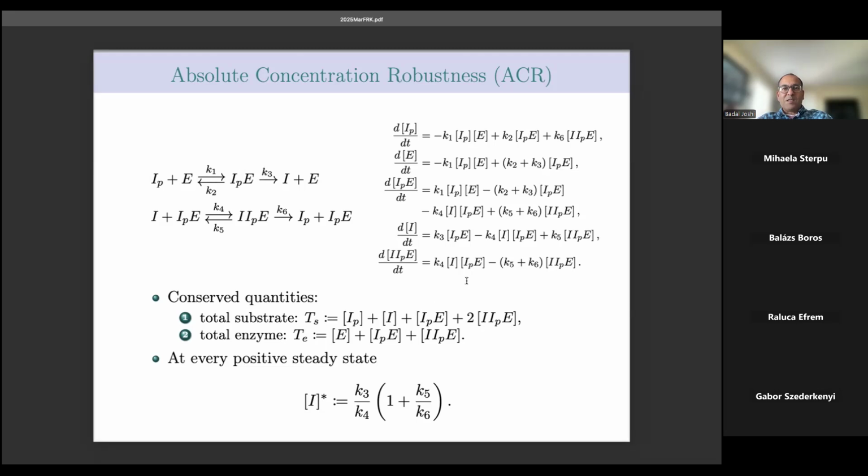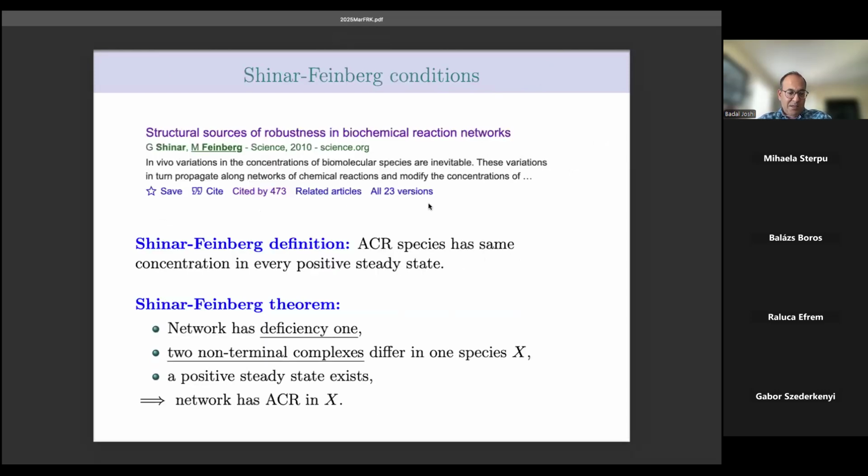Okay, so this property that the concentration of a certain species at steady state is invariant across steady states and does not depend on the total substrate or total enzyme, that is called absolute concentration robustness. And I will abbreviate that as ACR. This is because it's a common abbreviation. Okay, so this property was defined in a paper by Shinar and Feinberg in 2010, which appeared in Science and has been cited by many publications. When I last checked, maybe 1 month ago, it had already 473 citations.